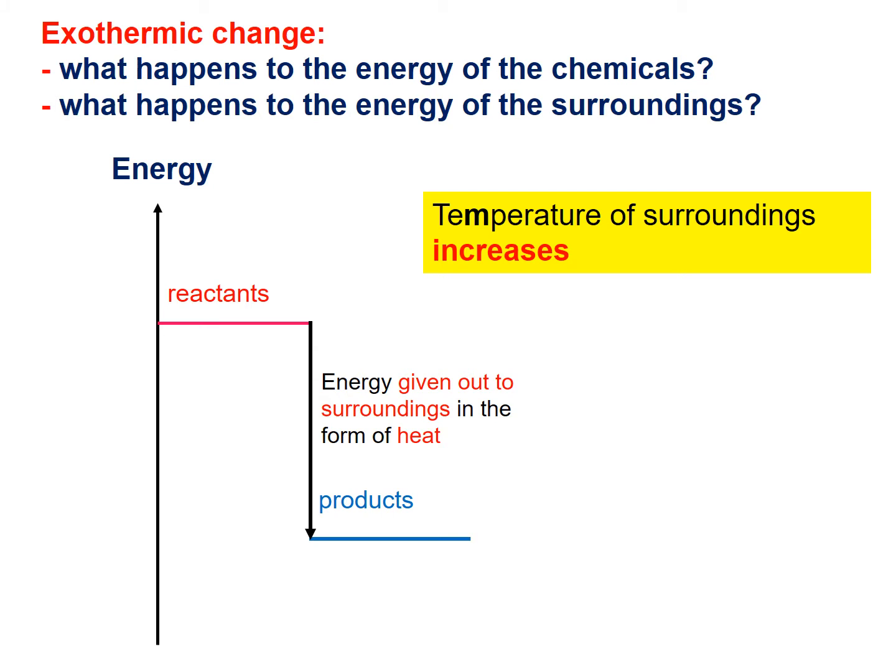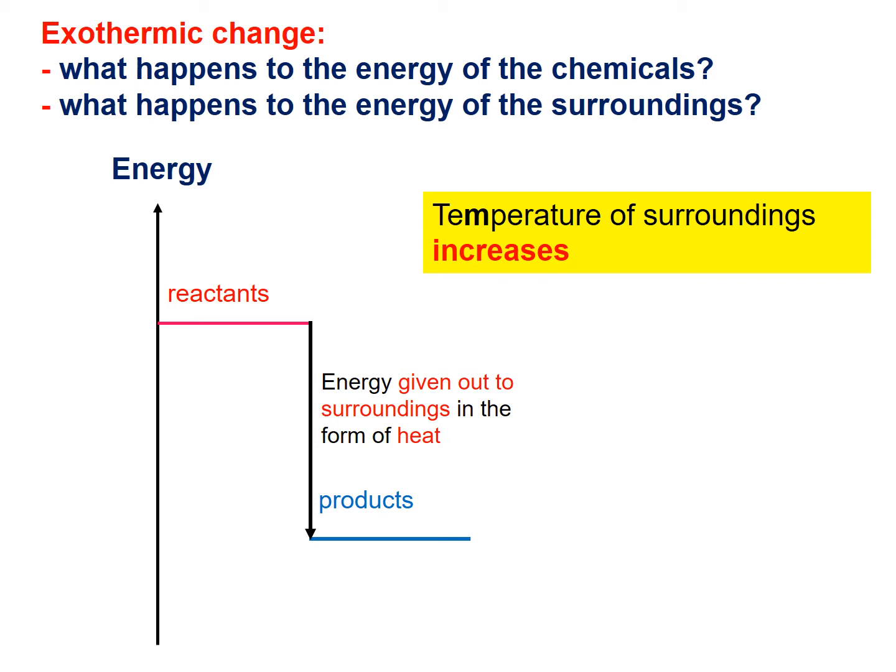Let's start with what happens to energy of chemicals during an exothermic reaction. At first, the reactants are at a certain energy level. Since the reactants give out energy to the surroundings, that means the products formed have a lower energy than before. And this is shown by the energy level diagram here. So, reactants have higher energy, products have lower energy. So there's an energy difference now.